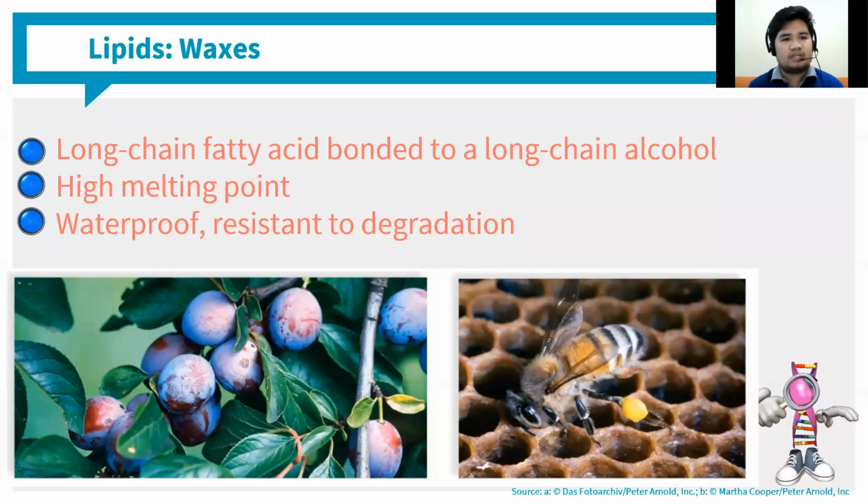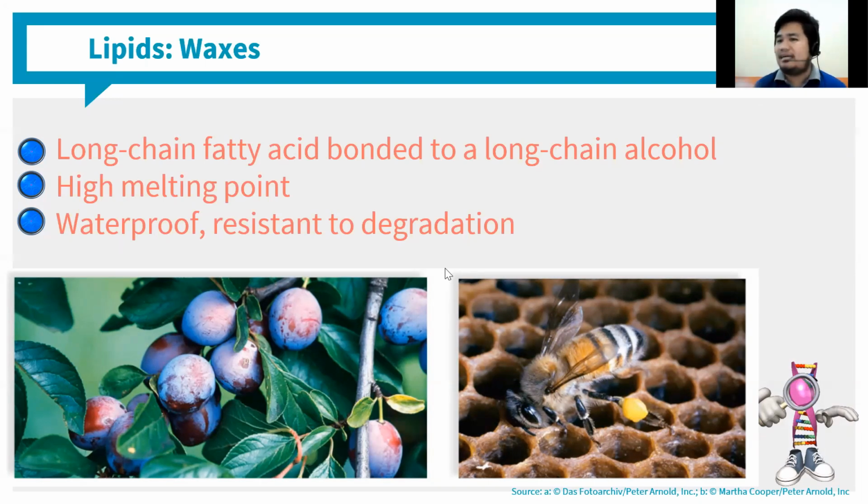The last type of lipid is wax, no? Waxes are long-chain fatty acids bonded to a long-chain alcohol. It has high melting point and waterproof siya, resistant siya sa pagkabulok or degradation. Waxes are found in nature as coatings on leaves and stems. So, kung nakikita niyo dyan sa example, dito sa parang bunga, nagpe-prevent siya ng excessive water loss. Okay? Kaya meron siyang parang nakabalot na oil or parang, yun nga, yung wax na sinasabi.